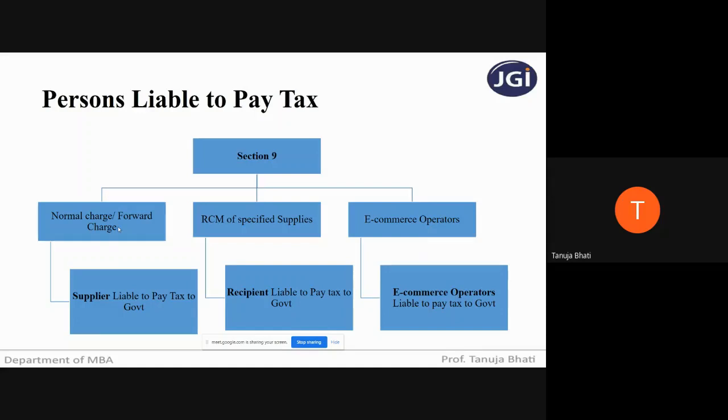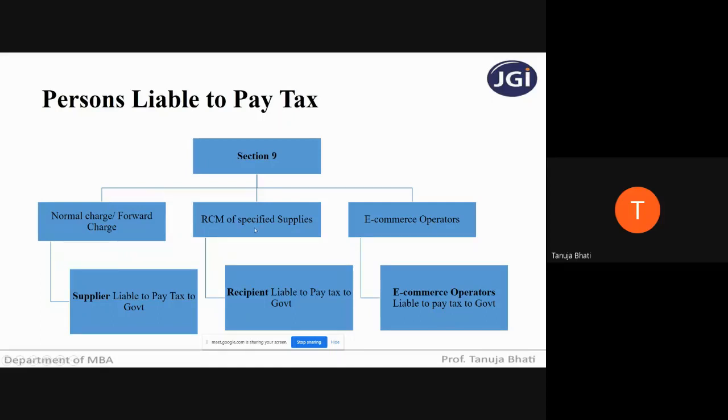Okay, so here what is happening is, indirectly the tax is paid by the recipient. And when the tax is paid by the supplier to the government, it is called a forward charge. So this is normally what takes place in the GST.